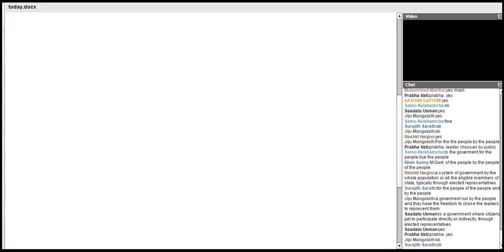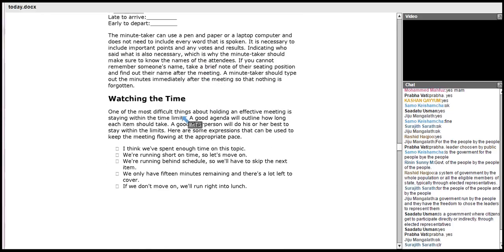Now, let's proceed ahead to the same thing. Now how we can watch the time in a meeting. One of the most difficult things about holding an effective meeting is staying within the time limit. If any one of them is getting derailed in terms of time, then the whole meeting will be spoiled in terms of time limit. It will exceed what has been decided earlier, right?